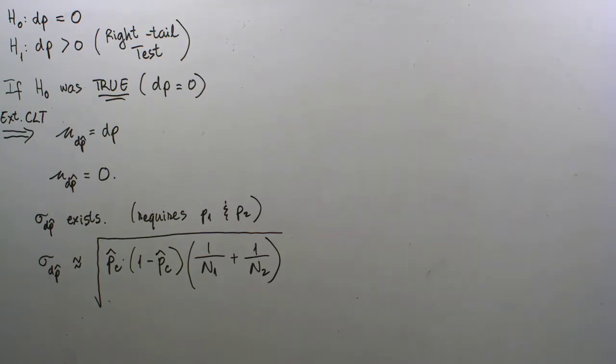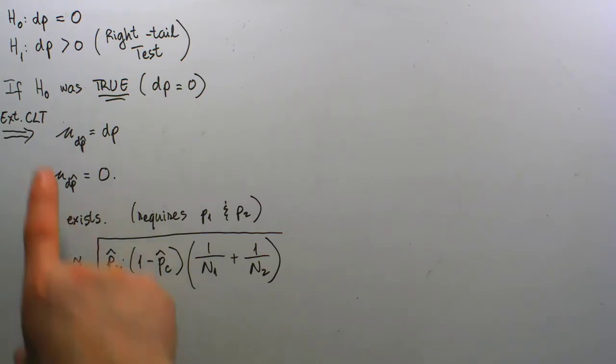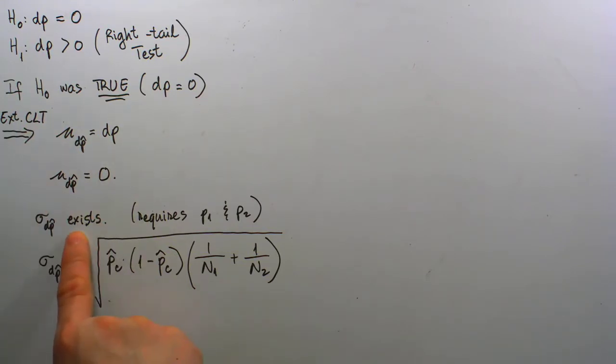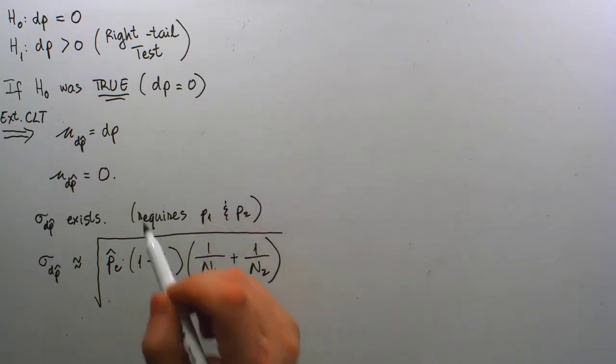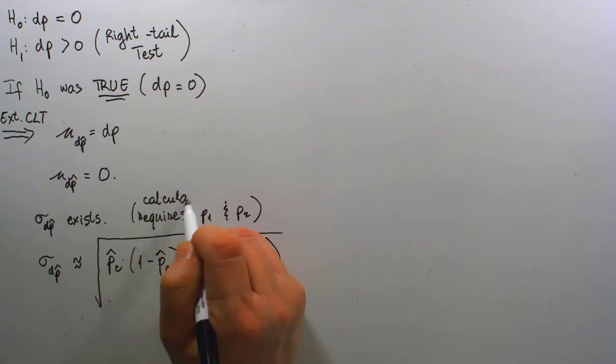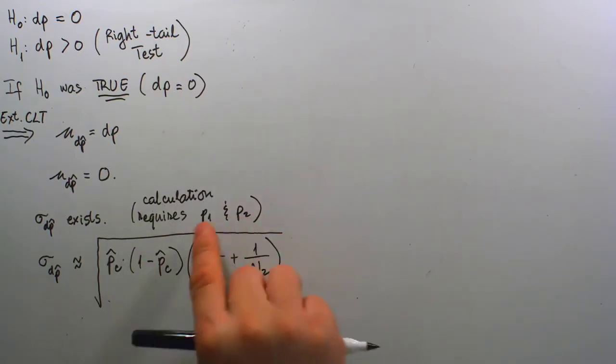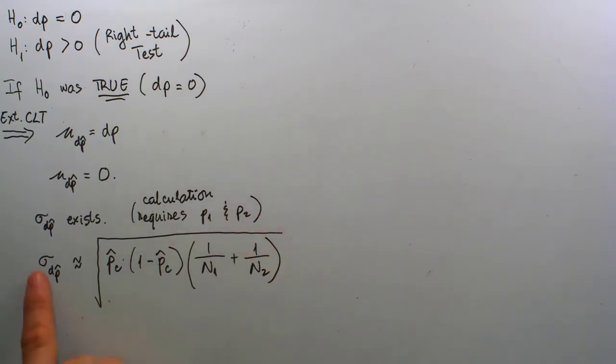Again, I have to make it clear: this is not the actual calculation of the real sigma dp hat value. That value exists based on the extended central limit theorem, but the actual calculation requires the actual values of P1 and P2, which we never had. So we came up with an alternative solution. We approximate this value, and it has worked well enough that for many generations statisticians, scientists and researchers testing a hypothesis comparing two population proportions have used this calculation as a close enough approximation for the sigma dp hat value. So this is the formula to calculate the approximate sigma dp hat value.